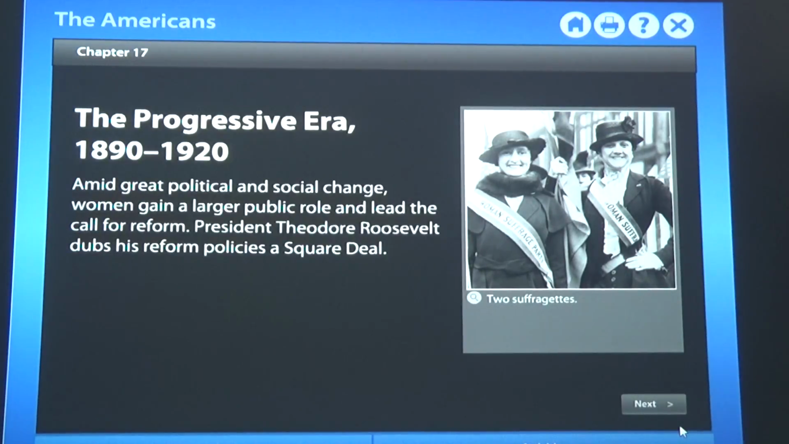So this is the PowerPoint lecture for a US2 class, Chapter 17 on the Progressive Era from 1890 to 1920. This is a time of great political and social change. It'll culminate in women getting the right to vote. So women are a big part of this movement, and also look at the political situation as well. Theodore Roosevelt and the Square Deal, and Woodrow Wilson later on will also continue these ideas of the Progressive Era.